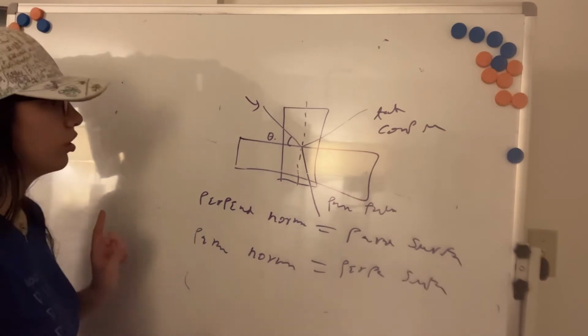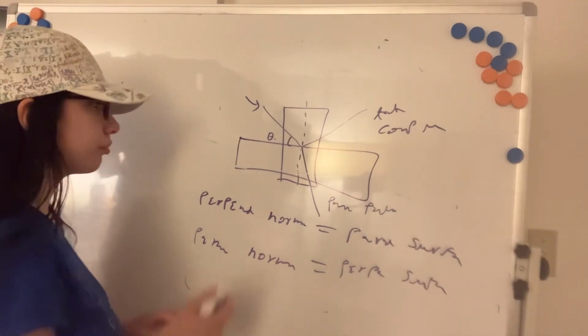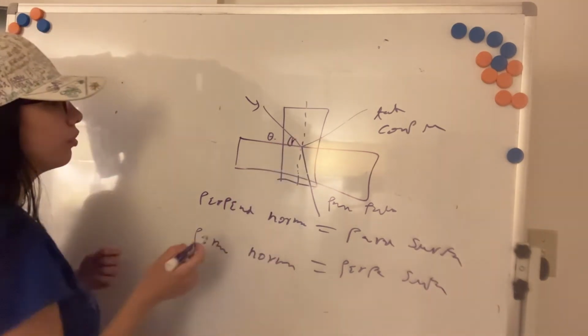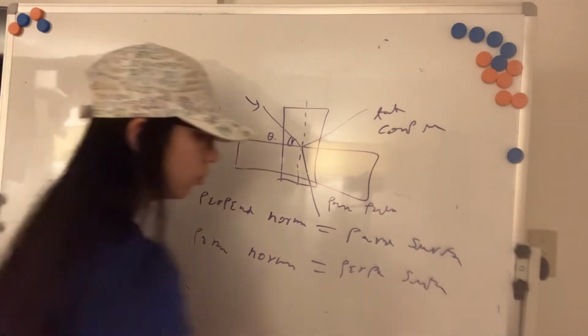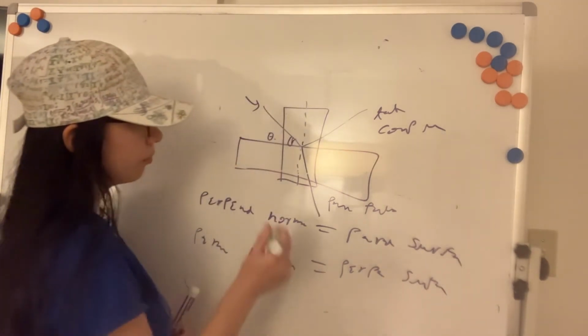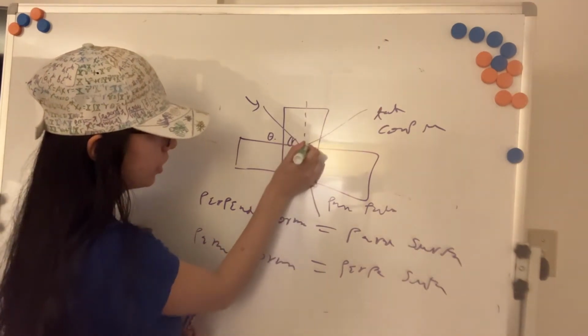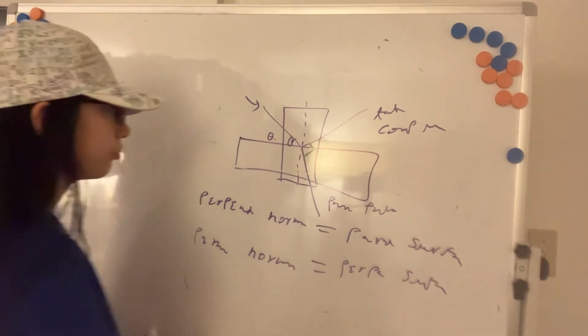And there is something called the polarized angle. This is the polarized angle, and at that incident ray, we will see that the angle between the reflected ray and the refracted ray is 90 degrees.